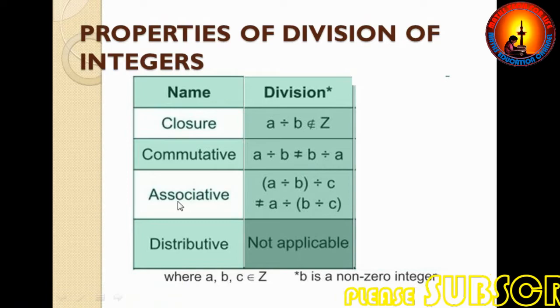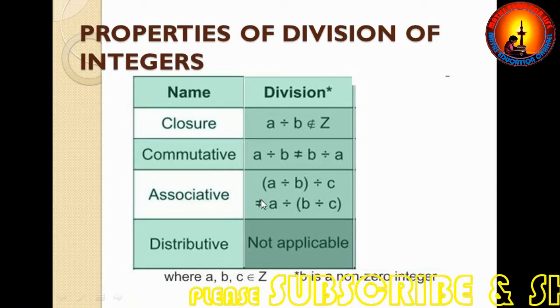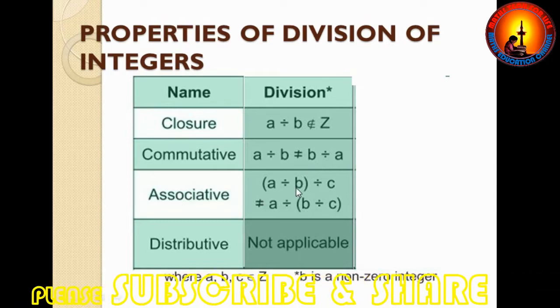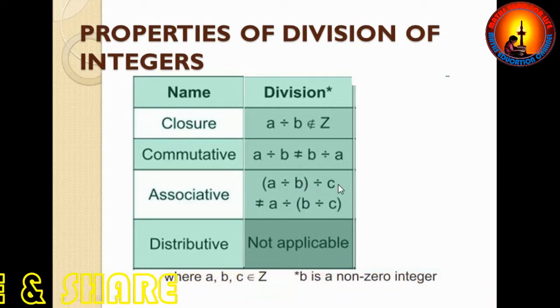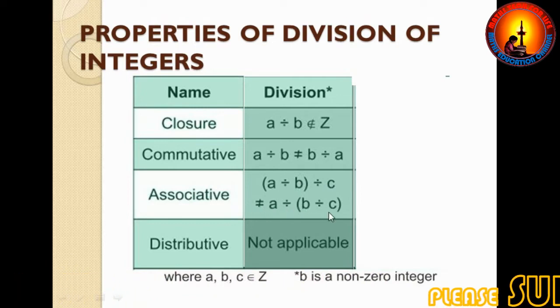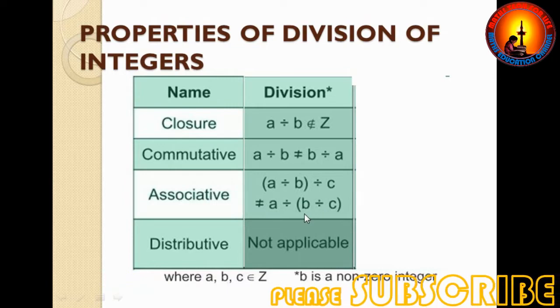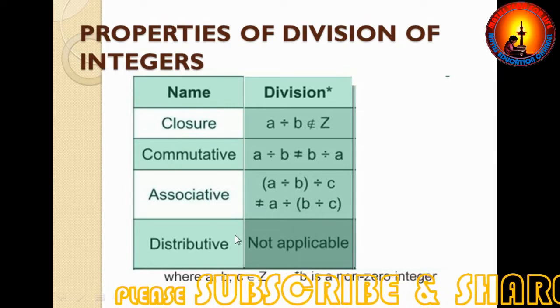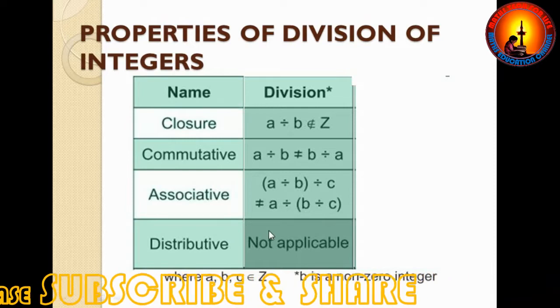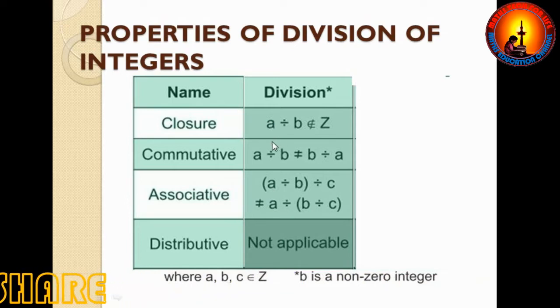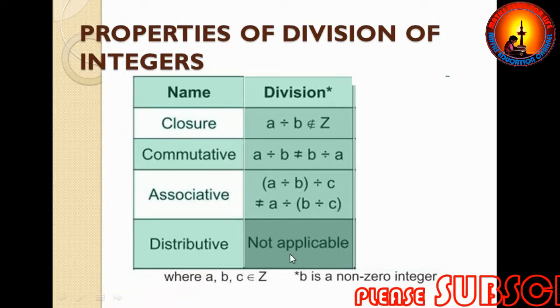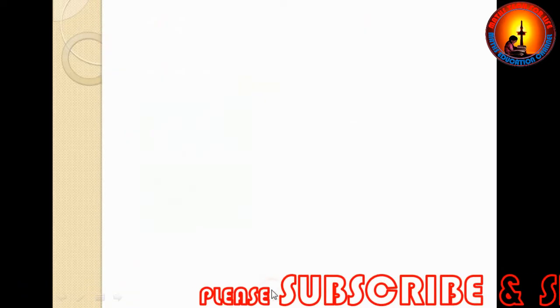Next one is the associative property. Here if you take three integers a, b and c, a divided by b divided by c is not equal to a divided by b divided by c in the other grouping. That is, division is not associative for integers. Distributive property is not applicable for integers. Here we take three integers a, b, c, all belonging to the integers, and b is a non-zero integer.